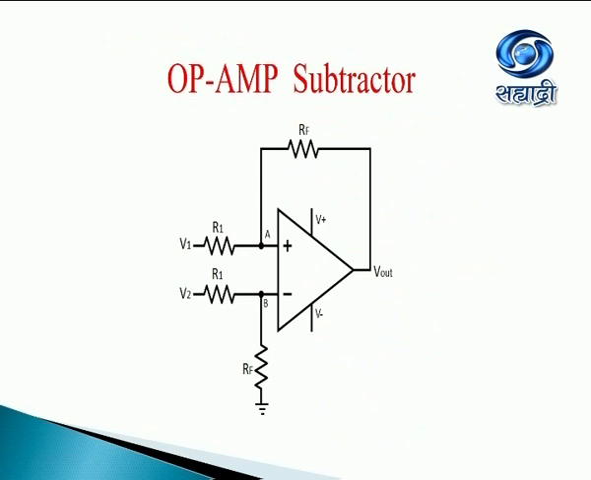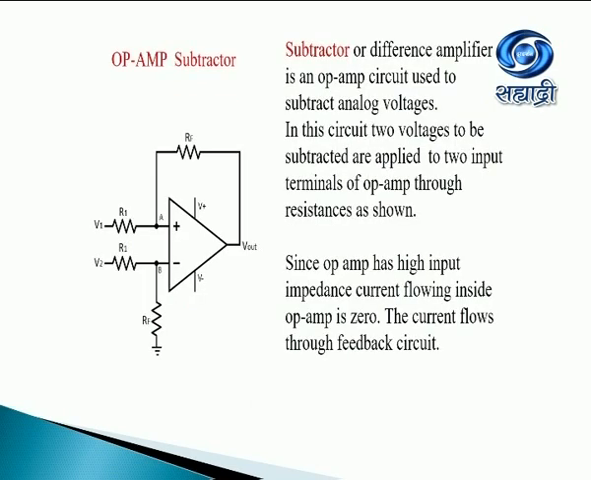Op-amp subtractor. The figure shows an op-amp subtractor. When we want to subtract two voltages, the op-amp subtractor circuit is used. A subtractor or difference amplifier is an op-amp circuit used to subtract analog voltages. In this circuit, the two voltages to be subtracted are applied to the two input terminals of the op-amp through resistances as shown.